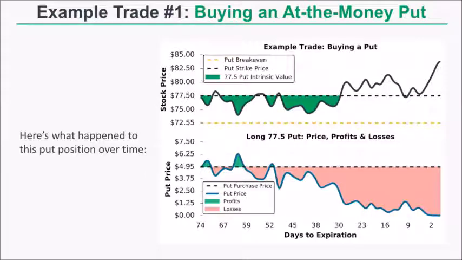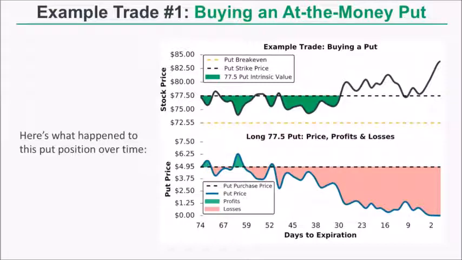As we talked about, if time passes and the stock price is not moving and implied volatility is not changing, the option will lose value because its extrinsic value is decaying away. So the loss on this long put position between 74 days and 30 days to expiration can be attributed to theta decay.